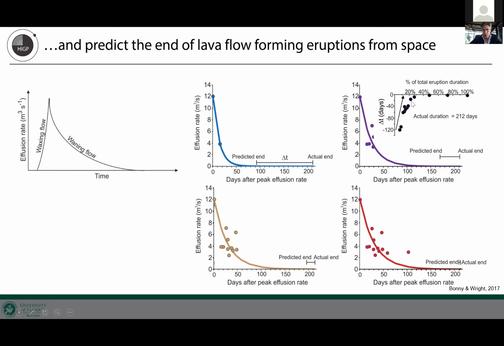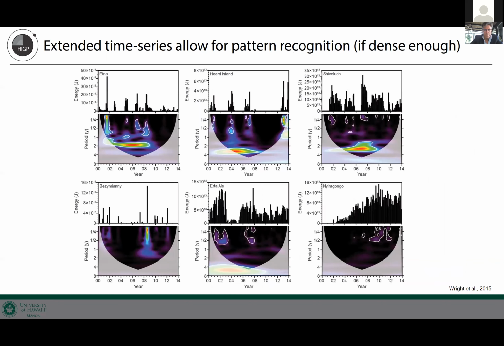And we can do that quite early in the eruption. So this was very simple, and this was something that we could do in real time based on the satellite data. You can do some time series analysis.